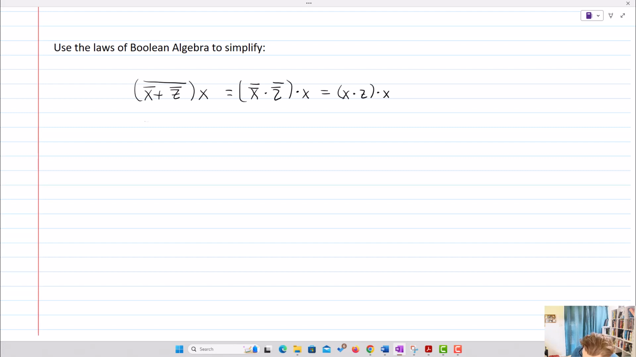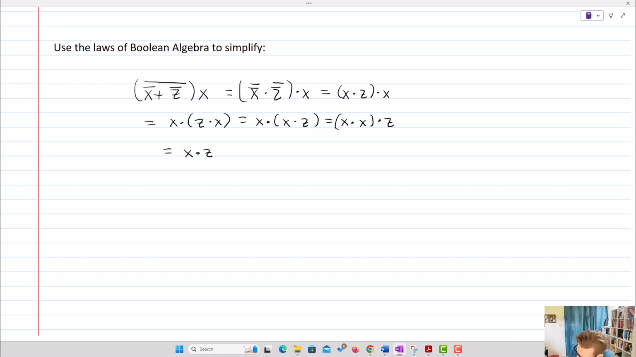Then I can switch that around. I can get x times x times z. And then I can use my associative law again. Now I notice that this is going to end up being idempotent, so x times x ends up being x, and we have x times z. And that actually is the simplification. So (x bar plus z bar) bar times x will actually end up just equaling xz.